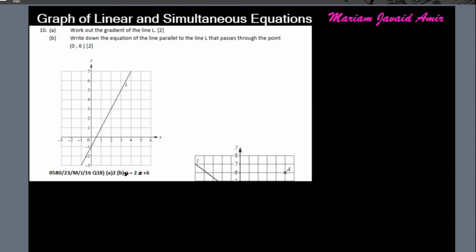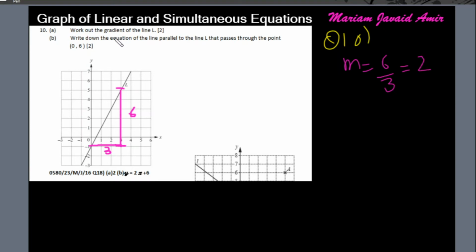Question number 10. Work out the gradient of line L. So the gradient would be rise over run, right? So let's figure out rise over run. If I'm starting from here and going till here, the rise is from -1 to 5, so the rise is 6 units, and the run is from 0 to 3, 3 units. It's a rising line, so it'll be positive, 6 over 3, which is 2.